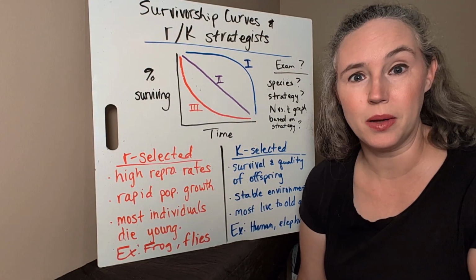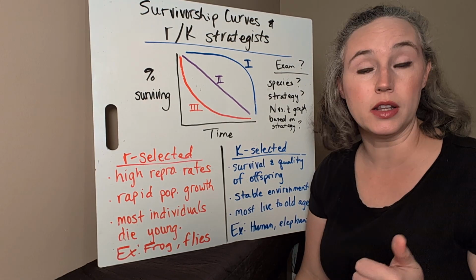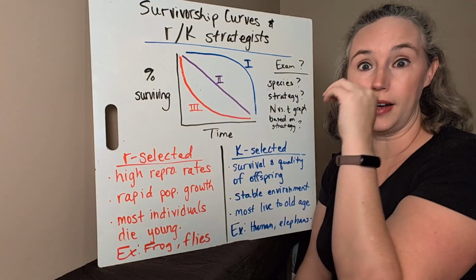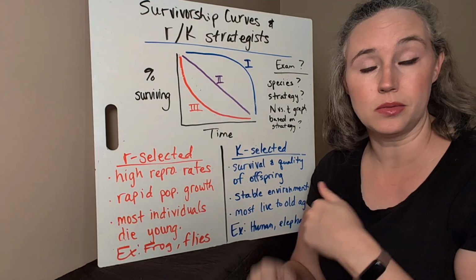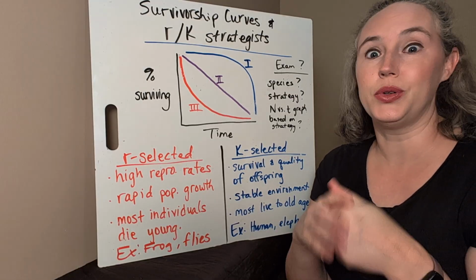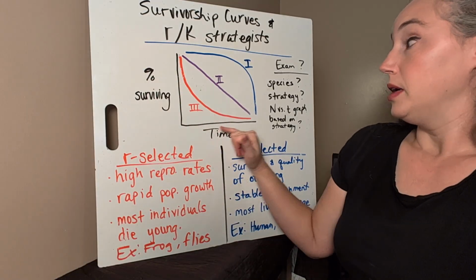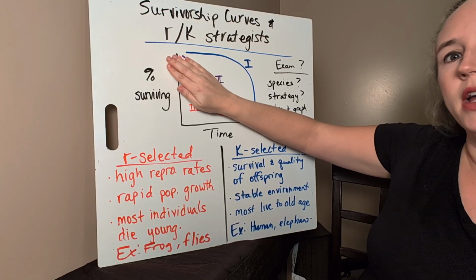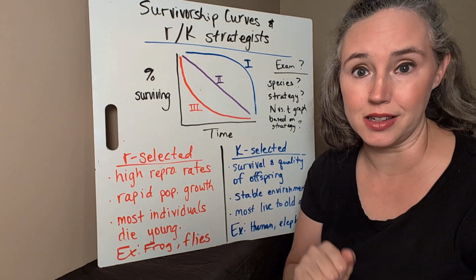So what's the AP exam going to ask? They're going to ask you what type of species this is. They might show you just this and say, what does this curve show? And give you some options. And you're going to pick the one that has the highest number of babies, the ones that don't survive that much, and the ones that do external fertilization, if it's a vertebrate. It might ask you, what strategy does this represent? And if it's just showing you this, what strategy is that? Well, that's a K-selected strategist.